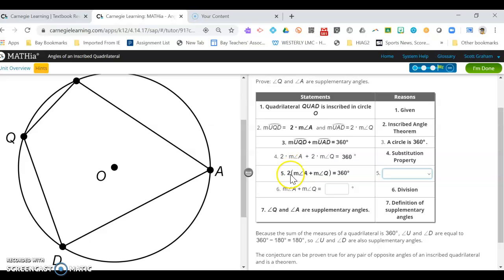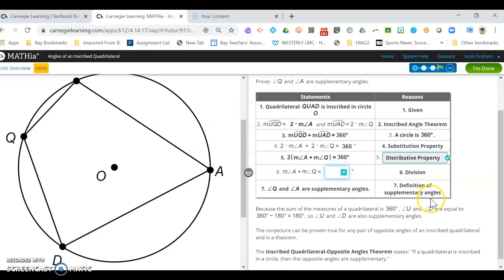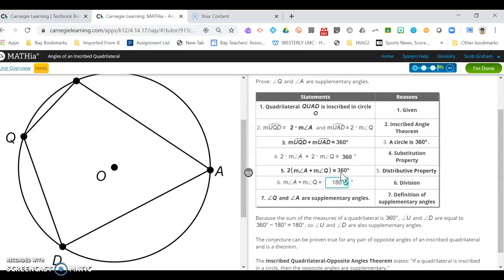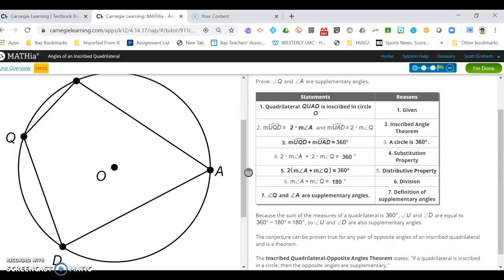What we did is factor 2 out of both of these quantities, so we're using the distributive property. If we divide both sides by 2, what do we get? The measure of angle A plus the measure of angle Q equals 180 degrees. And we're done with that proof. This shows that angle Q and angle A are supplementary. That means they equal 180.